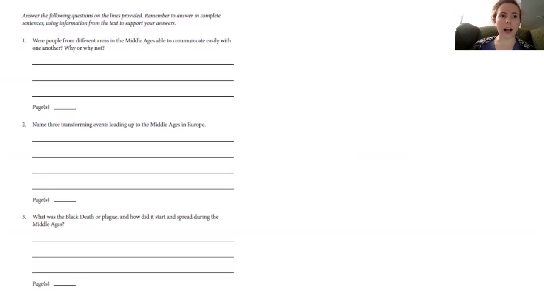I'll post them on the Google Classroom so that you can do them on a piece of paper and take a picture to send to me. Or if you would like to open a Google Doc, you can type in your answers. Just make sure it says, remember to answer in complete sentences using information from the text to support your answers. So it gives you that place to write the page number where you found your evidence. And our New Year's resolution is 2020. We're writing all of our sentences with capitalization and punctuation in the appropriate places.